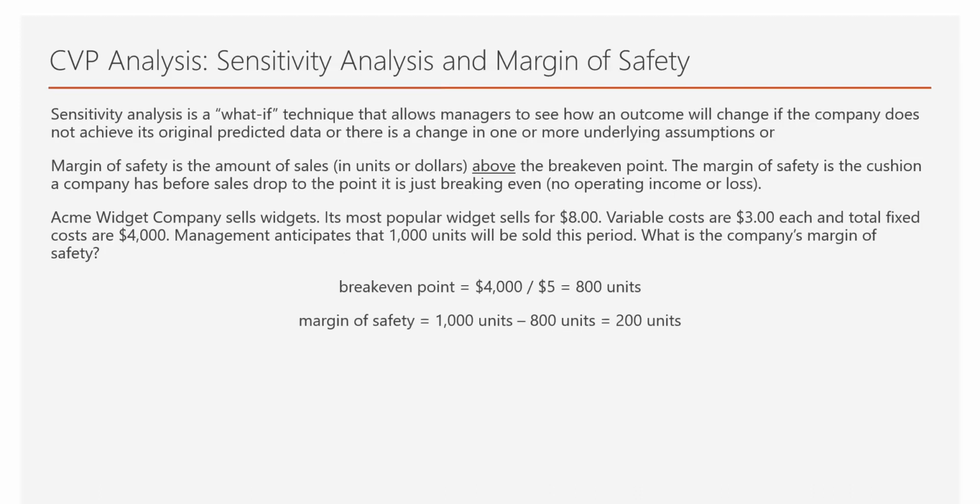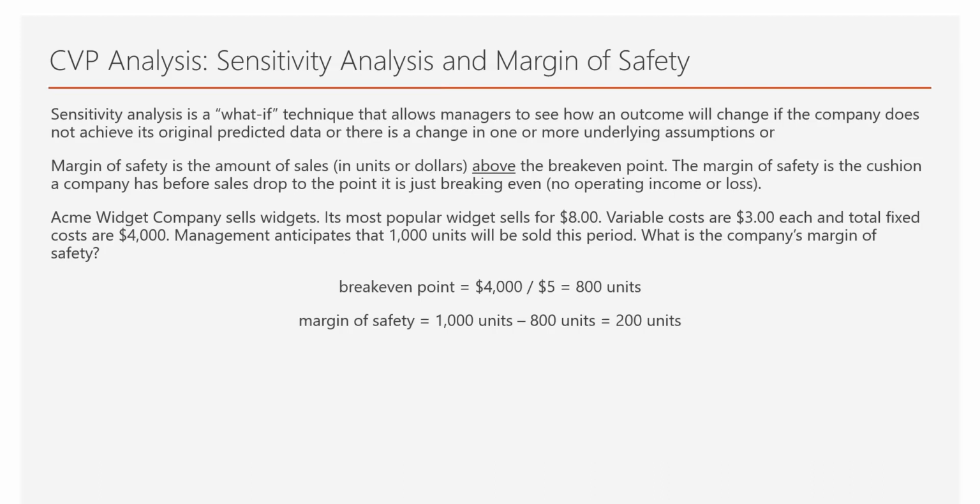And in this case, I switched it up just a little bit. So it's not quite the same numbers as before, but it's almost the same. Fixed costs are $4,000. So we need to figure out the break-even point first to determine if we even have a margin of safety. Because if I'm selling 1,000 units and my break-even point is 1,200 units, do I even have a margin of safety? No, I do not. I do not have that cushion because I'm not above the break-even point in sales.